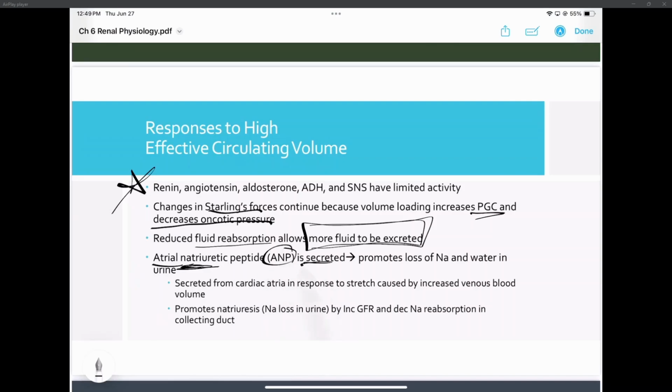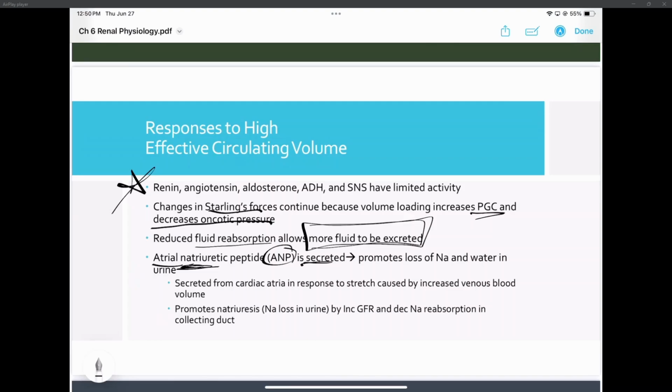ANP is also secreted. ANP, guess where it comes from? Atria. What happens when you have volume overload to your chambers of the heart? Remember we talked about increased preload. What does that do to the stretch of the heart? Increases that stretch. And therefore, when we increase the stretch of that left ventricle, what happens to our calcium sensitivity? Increases, so we have a more forceful contraction.